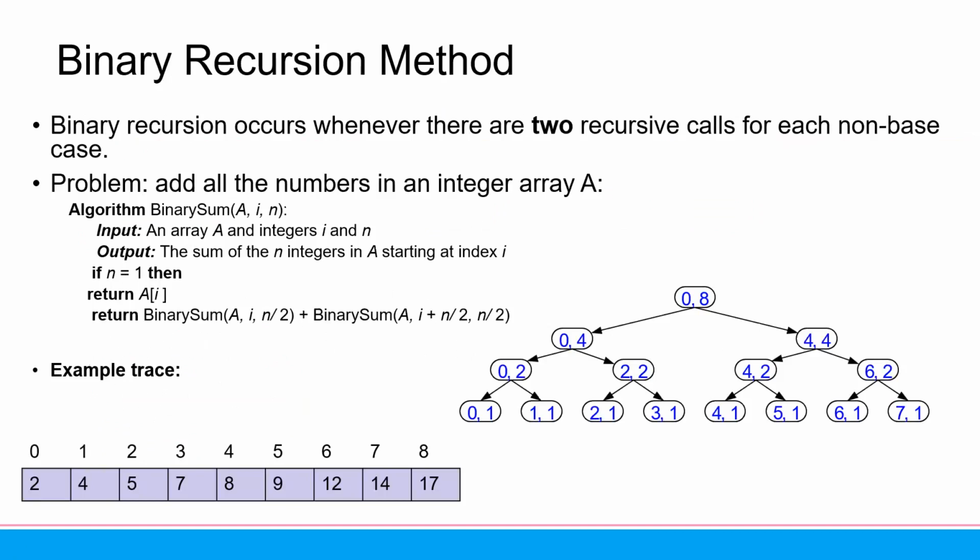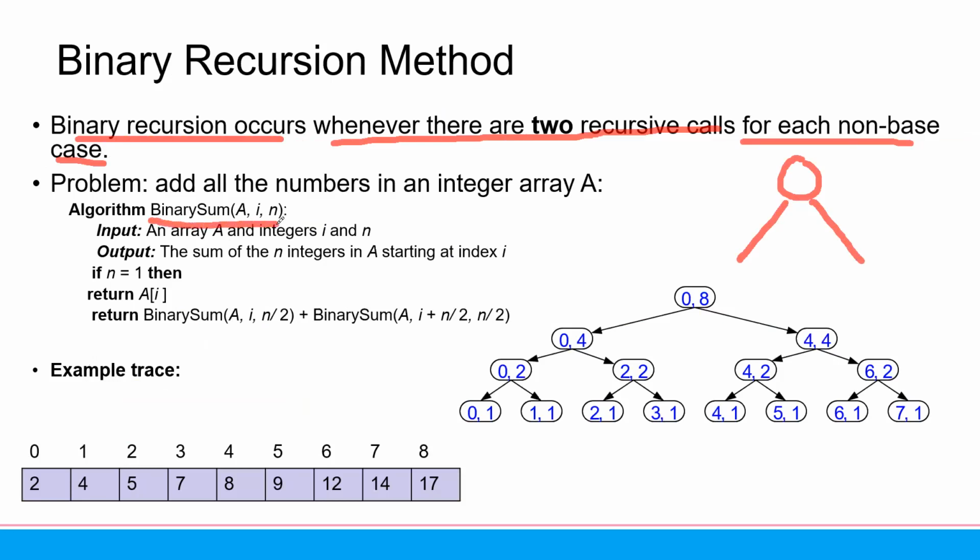We have another kind of recursion, which we call binary recursion. We know binary means we have two, so we have two branches. Binary recursion occurs whenever there are two recursive calls, and this is for its non-base case. For example, we have the binary sum.